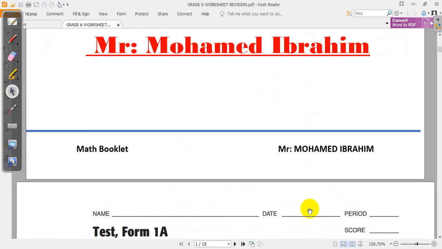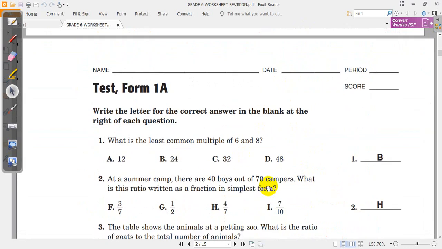Okay, this file consists of 6 forms of exams. All of them are alike. We are going to revise the first one, 1A, and you have got 2A, 3A, 1B, 2B, 3B. And all of them, I told you, are alike, and although they are alike with the exam, you are going to finally take it at school or online.